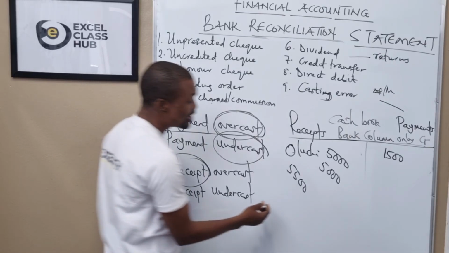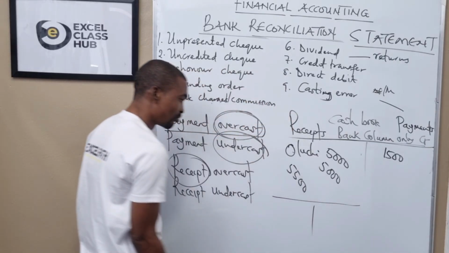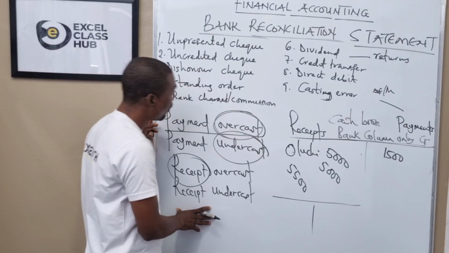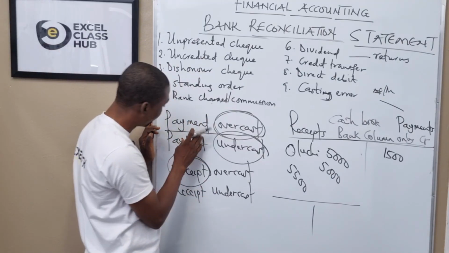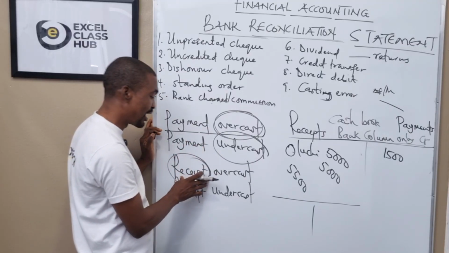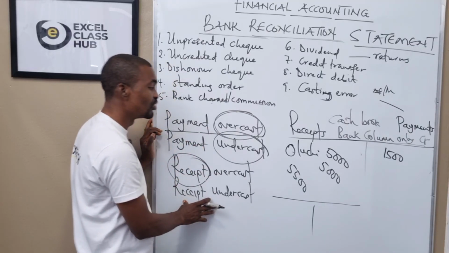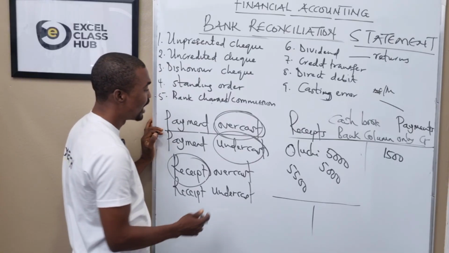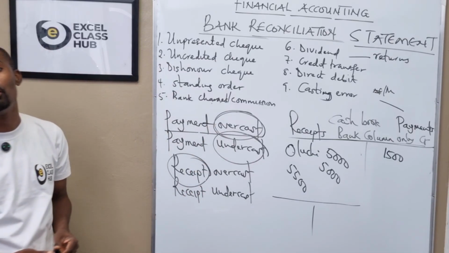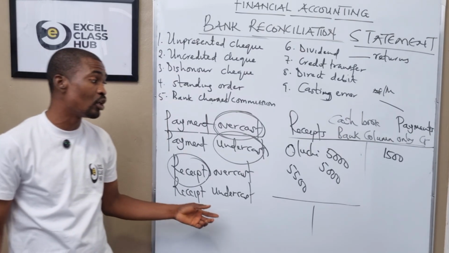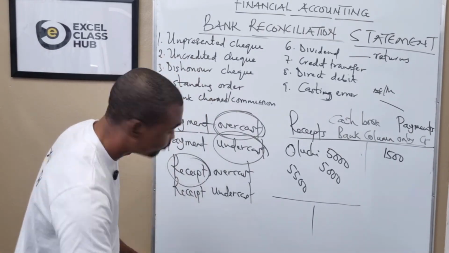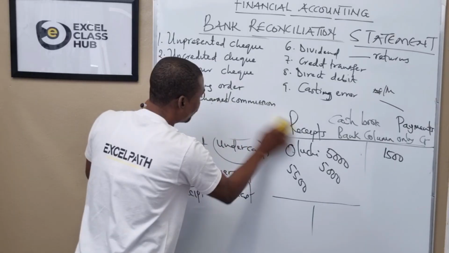Undercast. Now, in the question you are going to be given, which we are going to solve, you should be able to identify where your payment overcast will be, or your payment undercast will be, your receipt overcast, and your receipt undercast. Now, when you are making a payment and the payment is being overcast, is what? Is an income to the business. So it's usually on the debit side.